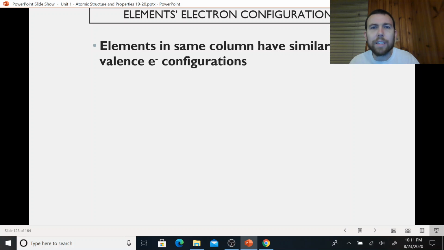So if we're talking about the alkali metals, for example, they're all going to end in s1. The last electron is going to be s1. If we're talking about the halogens, it's always going to be s2p5. The p5 is always going to be that last component of its electron configuration. And that's going to be indicative of the column that the element belongs to.